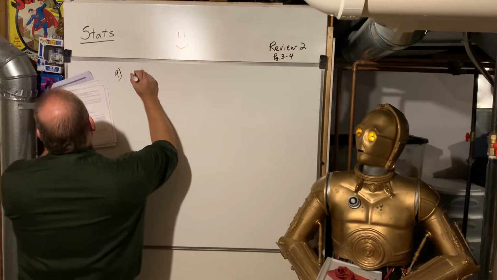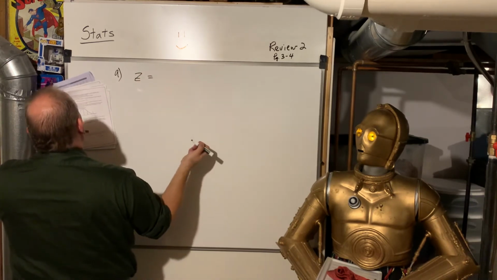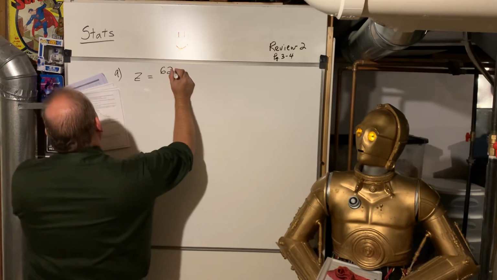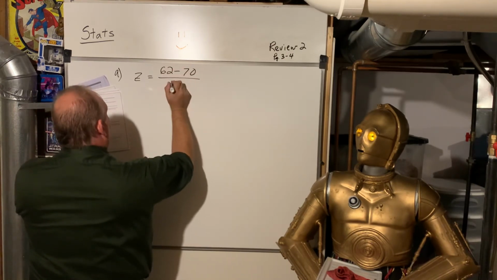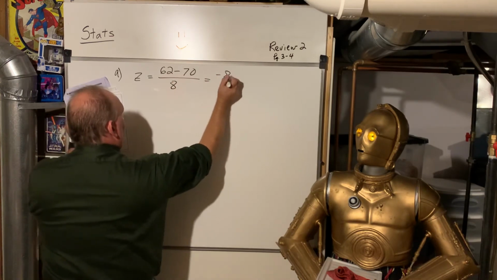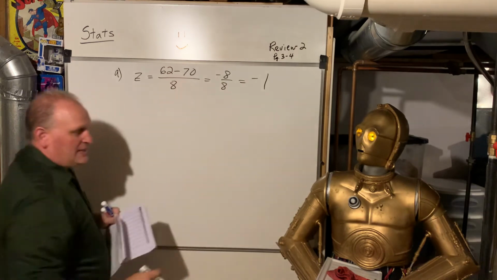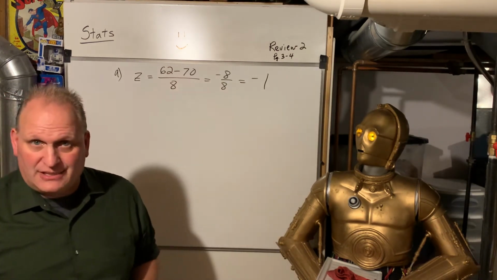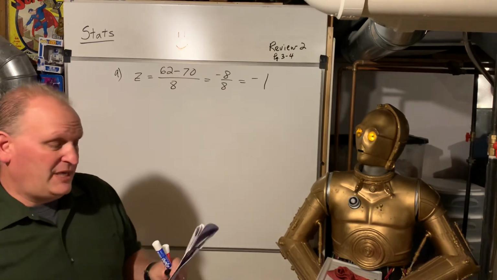So find the Z-score of a cheetah whose top speed is 62 miles per hour. Well, that's slow. 62 minus the mean, 70, divided by the standard deviation, 8. It's negative 8 over 8. That is negative 1. It's one standard deviation below the mean. So amongst the population of cheetahs, it's pretty slow.